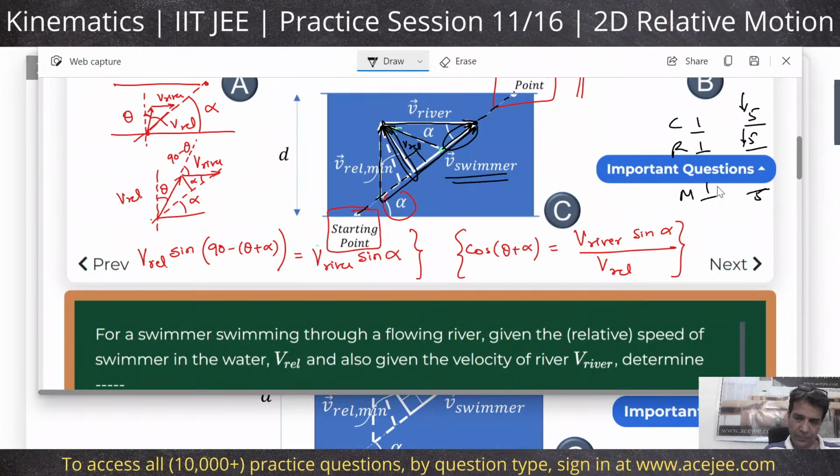Sir, I did not understand why it is minimum when perpendicular. Oh, for the minimum, why will it be perpendicular? I see. Let's redo it. Let me change my approach a bit.